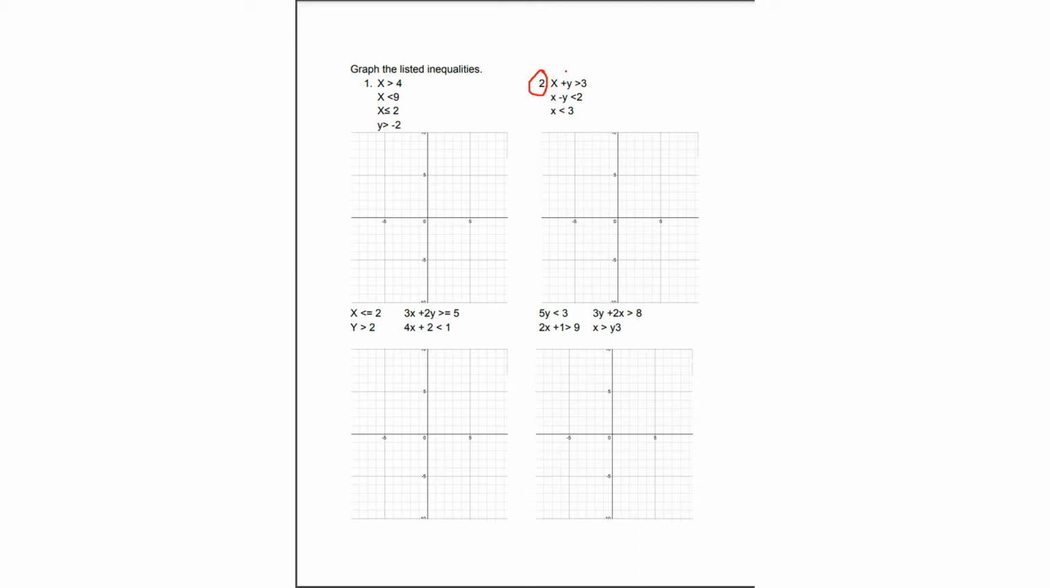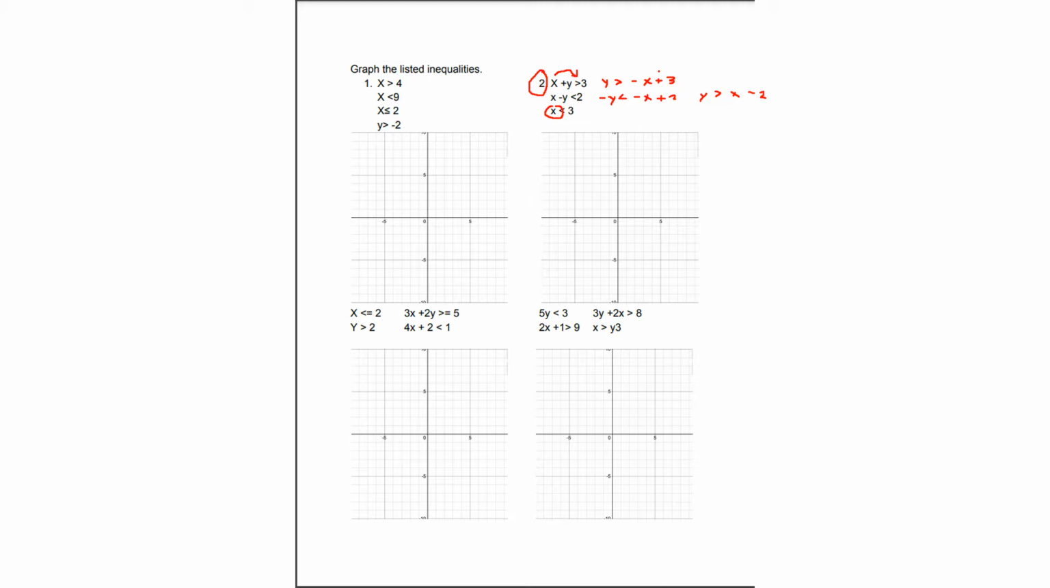So treat it, like I said, like a normal equation. It just makes your life easier. So you could move the x to the other side, so it's y is greater than negative x plus 3. And for this one, you can move the x to the other side. So negative y is less than negative x plus 2. Isolate the y by dividing both sides by negative 1, and don't forget to flip the sign because you're dividing by negative 1. So it becomes y is greater than x minus 2. And this one, the x is already on its own, so you could just leave it be.